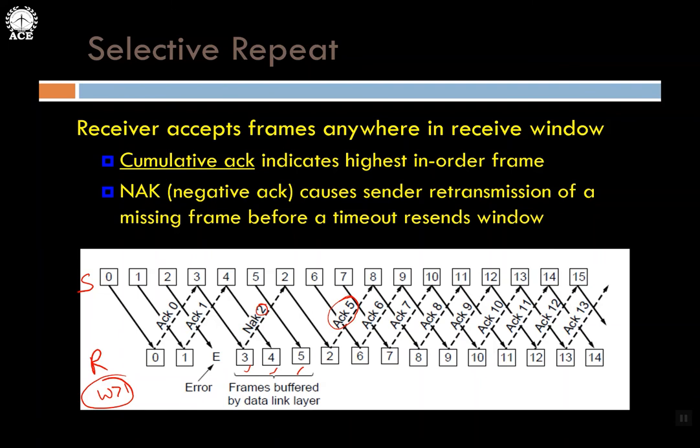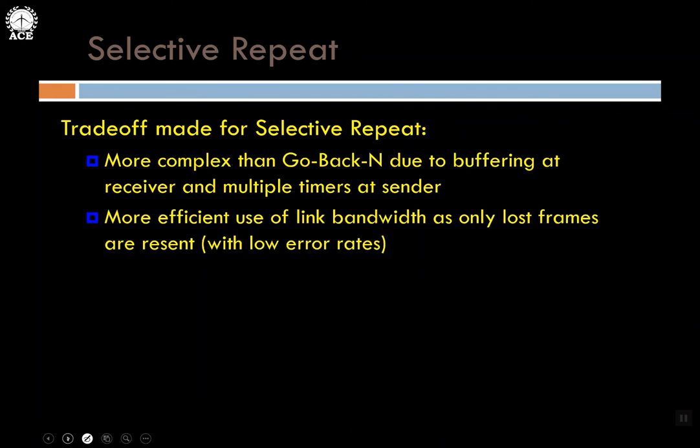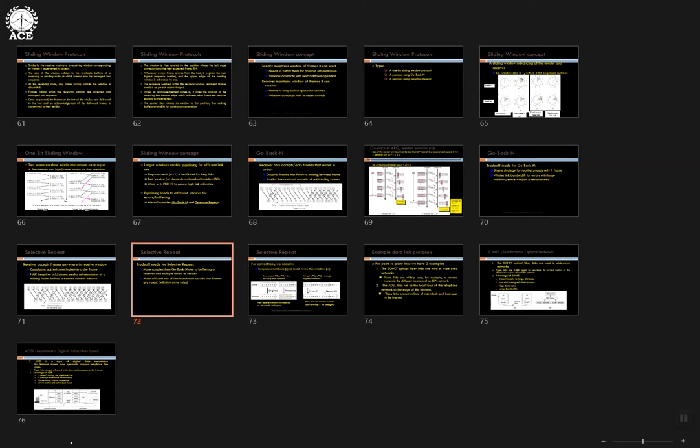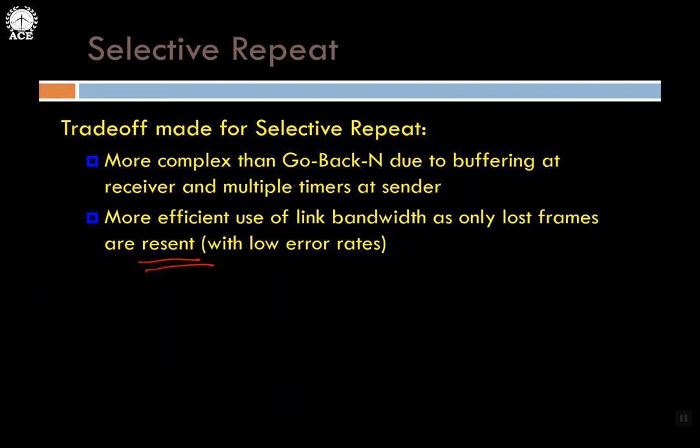So here the efficiency will be much higher in comparison to the previous protocol, but the complexity will also be high. The complexity is more of buffer management. I need more buffers, so that makes it more complex. It is more complex than go back N due to buffering at the receiver and multiple timers at the sender. It is a more efficient use of link bandwidth as only lost frames are retransmitted. This is the advantage of this protocol. So this is all about the sliding window protocol, the three protocols we have seen.